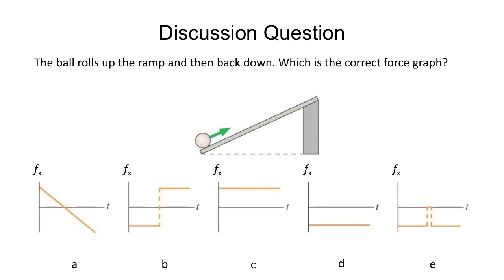So this, again, is the one we saw last time. The ball rolls up the ramp and back down. Which is the correct force versus time graph? So again, about 30 seconds. This is just review. Now when you do that, I'm going to draw something for the problem that you're solving.